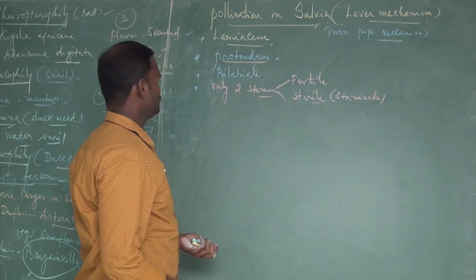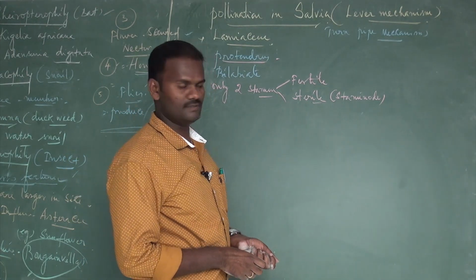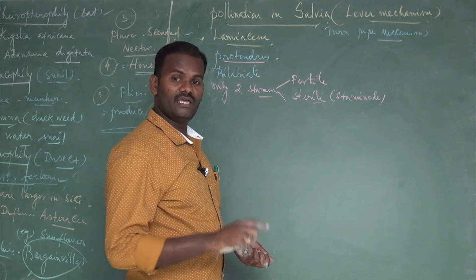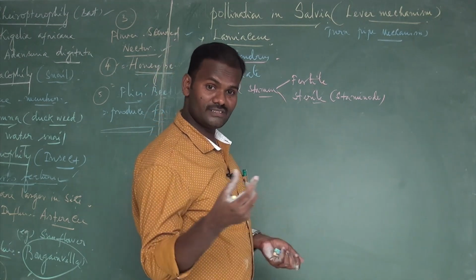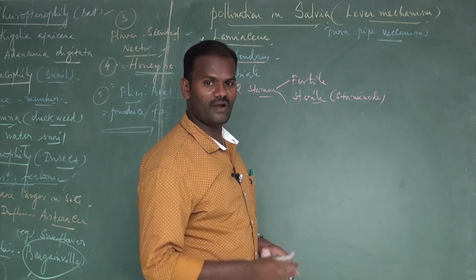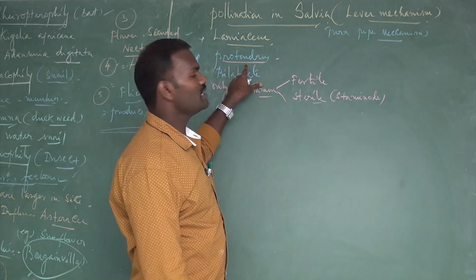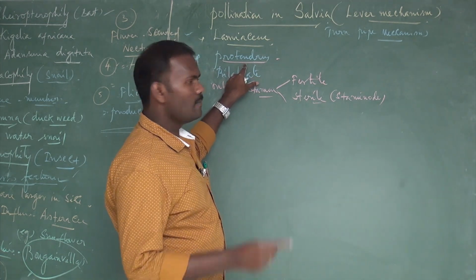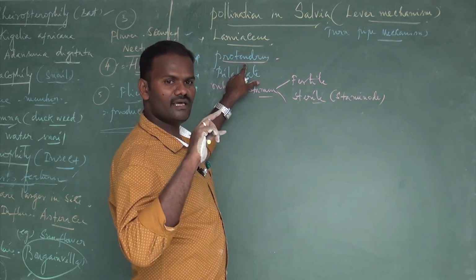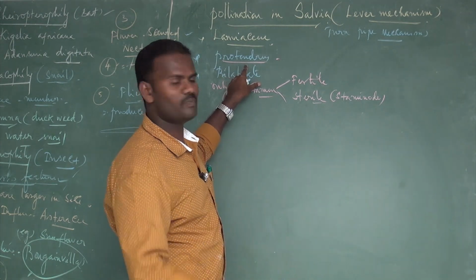Protandrous means the anthers mature earlier than the gynoecium. This is called dichogamy. Even in bisexual flowers, where both sex organs are present in the same flower, self-pollination is otherwise quite possible. But under this situation, self-pollination becomes impossible because both the sex organs mature at different times. In this situation, there are only chances for cross-pollination.